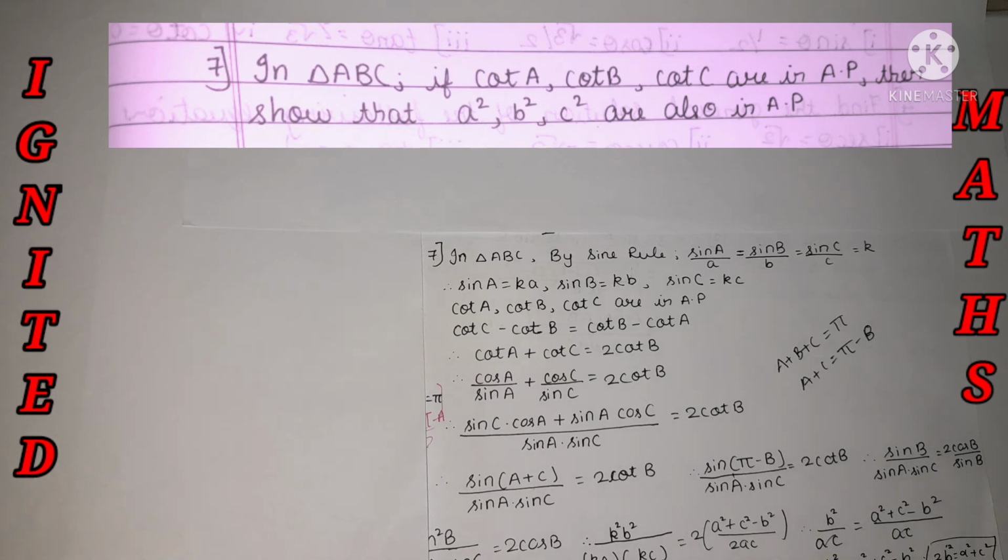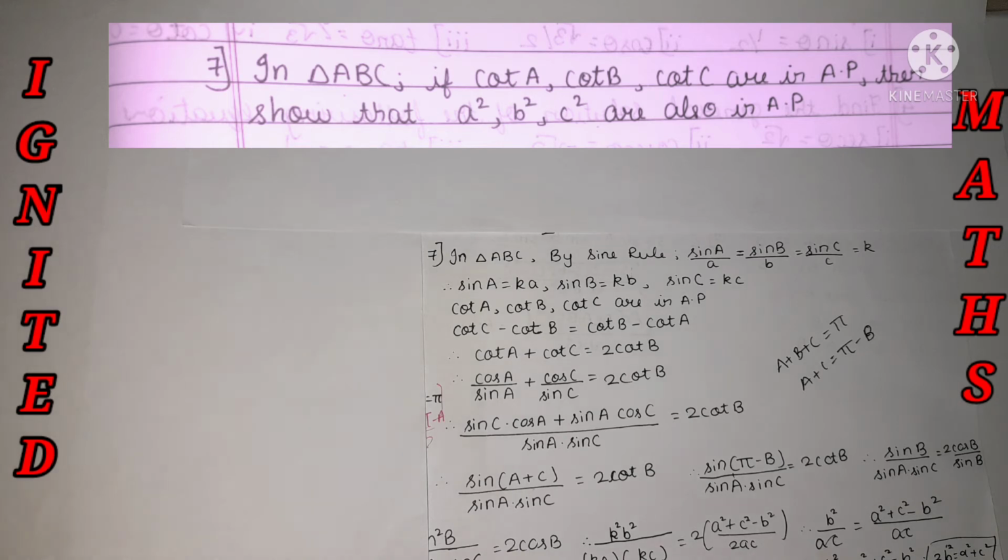So it's nothing but we need to prove that a square plus c square is equal to 2b square. If we have done with the proof, then it's absolutely alright, we will be getting the answer that they are in the AP. a square plus c square is equal to 2b square. If we have proved it, then they are in AP.